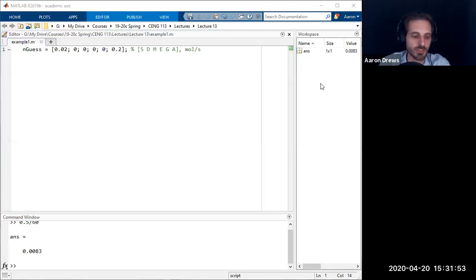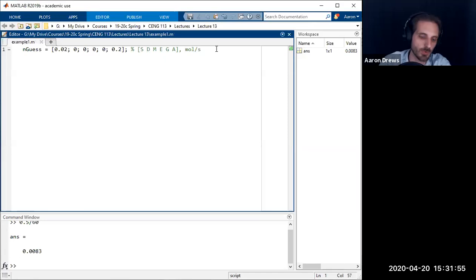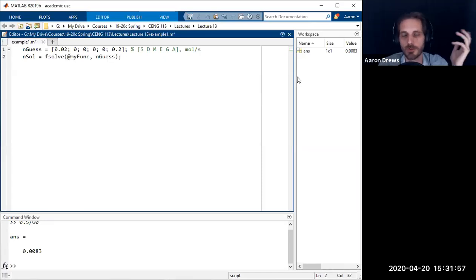The syntax for fsolve is not going to look any different than it has for anything else. It doesn't matter that we're solving multiple equations for multiple unknowns. So the syntax for fsolve is still fsolve. You give it a function handle and you provide it its initial guess. The output to that then is whatever the solution happens to be, right? So at its most basic, that's going to be our syntax.